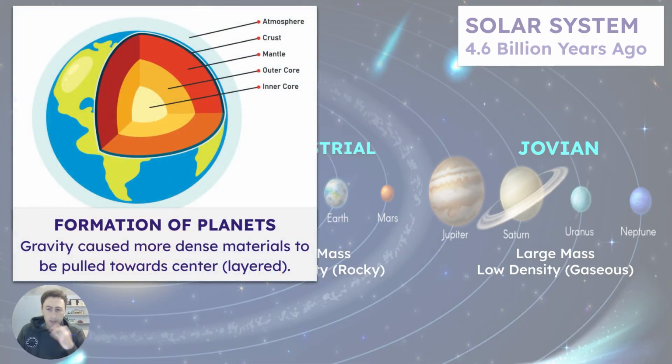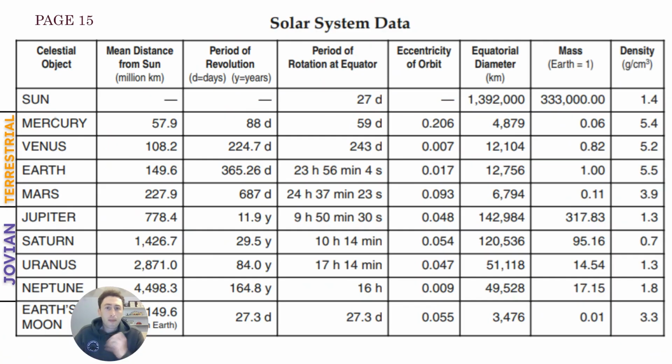So also, regarding the formation of the planets, what you should know is that gravity caused more dense materials to be pulled towards the center, causing the planets to become layered, with the denser materials moving more to the center, which we'll discuss later on in part 2. In the reference table, you have the different data about our solar system.